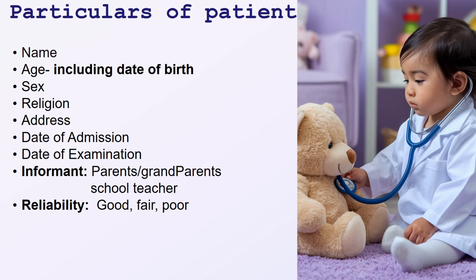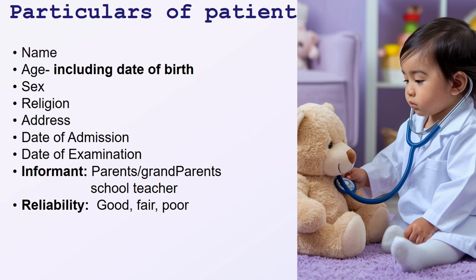Starting with the particulars of the patient. Here you take the identity of the child. You ask for the name, age, sex, religion, address, date of admission, date of examination. Then you ask about the informant, whether they are parents, grandparents or school teachers, and many times children come from the orphanage. So the guardians from the orphanage can also be the informant. Based on this informant, you can state how reliable your history is, whether it is good, fair or poor.